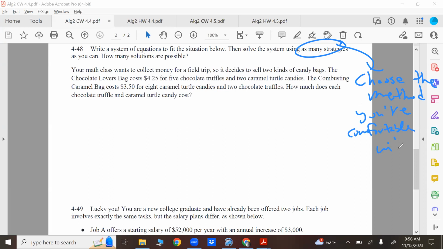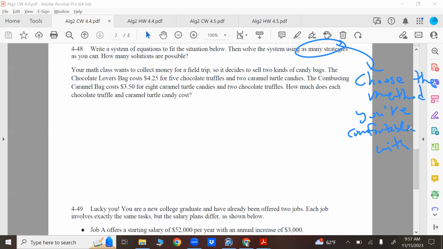Okay, let's take a look at the setup here. Quiet, please. Thanks. Your math class wants to collect money for a field trip, so it decides to sell 2 kinds of candy bags. The chocolate lovers bag costs $4.25 for 5 chocolate truffles and 2 caramel turtle candies. The caramel bag costs $3.50 for 8 caramel turtle candies and 2 chocolate truffles. So it's kind of reversed. How much does each chocolate truffle and caramel turtle candy cost?